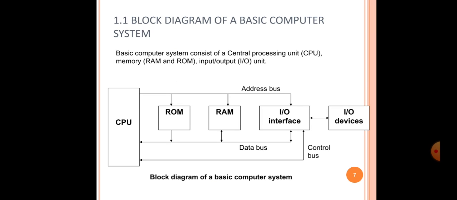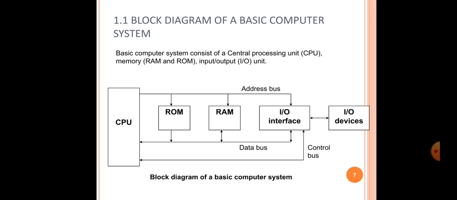Now we are going to learn the block diagram of the basic computer system. Why are we learning this? Because you all know what the microprocessor actually does. You can see the basic block diagram of the computer system: there is a CPU, ROM, RAM, input output interface, and input output devices. I told you about the input output devices a few minutes ago. The keyboard and the mouse are the input devices, and the printer and monitor are the output devices.